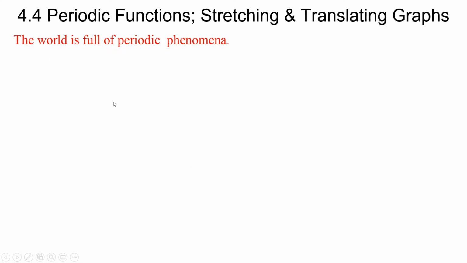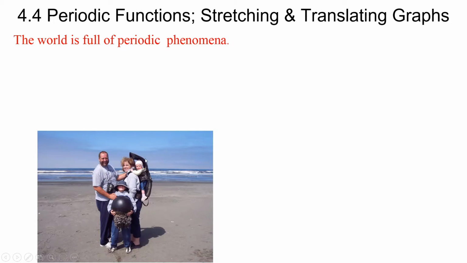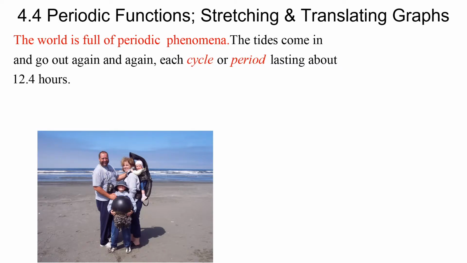So, why do we have periodic functions? It is because the world is full of periodic phenomena. All right? My family, this many years ago, we're at the beach. And at the beach, when you go to the beach, what do you see? The tide coming in or going out. That's because tides are periodic. The tides come in and go out again and again, each cycle or period lasting about 12.5 hours.